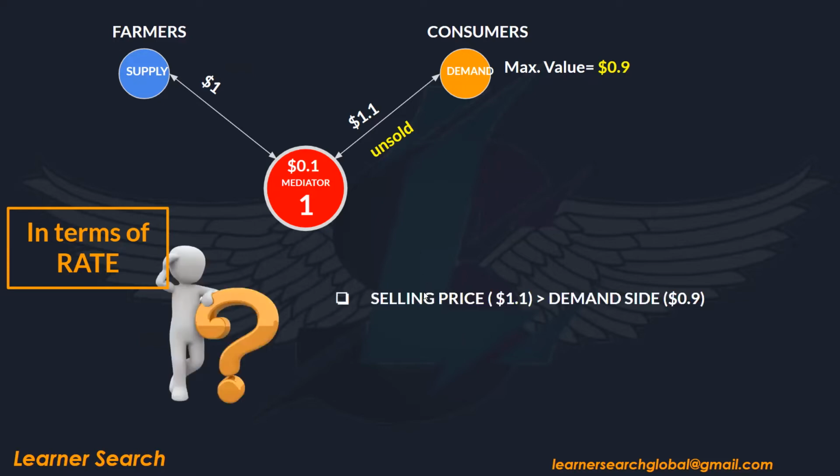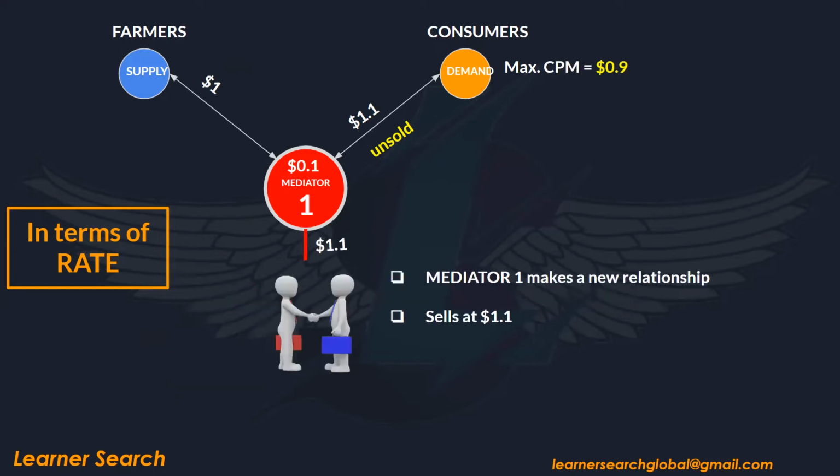So in this case, the selling price 1.1 is greater than the demand side. So there is more chance that the consumers drop the deal. And finally, it becomes unsold, and this mediator one makes a new relationship with the same price, selling at 1.1. Making sense?